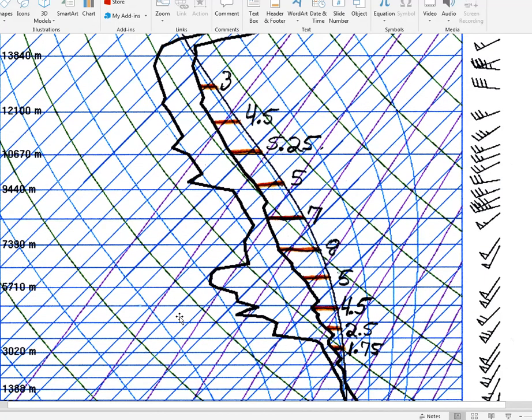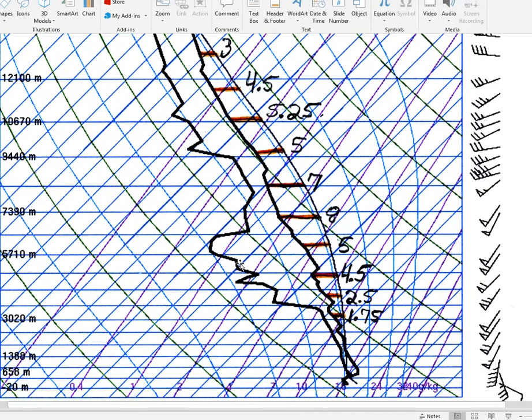But the minimum on this chart would be right here, okay? Because you can see the dew point is all the way left, and the temperature is right through here. So you have your greatest spread between your temperature and your dew point temperature. Therefore, the relative humidity is the least on this sounding right here.